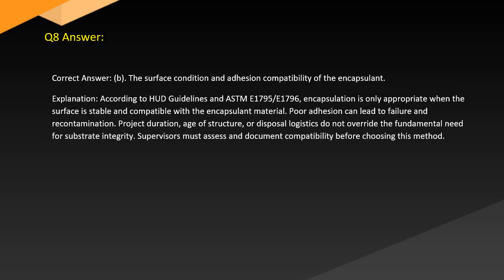Answer. Correct answer B. The surface condition and adhesion compatibility of the encapsulant. Explanation. According to HUD guidelines and ASTM E, encapsulation is only appropriate when the surface is stable and compatible with the encapsulant material. Poor adhesion can lead to failure and recontamination. Project duration, age of structure, or disposal logistics do not override the fundamental need for substrate integrity. Supervisors must assess and document compatibility before choosing this method.